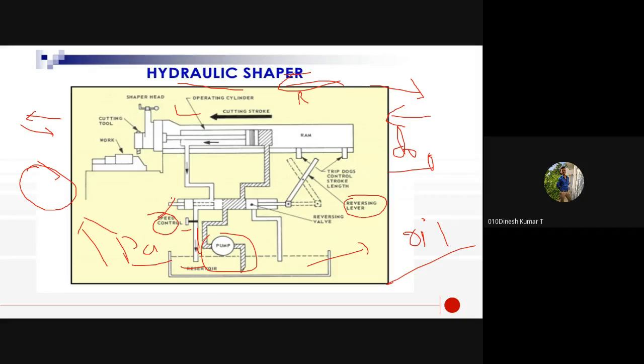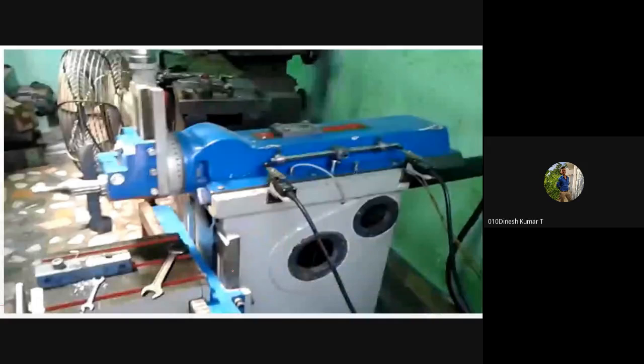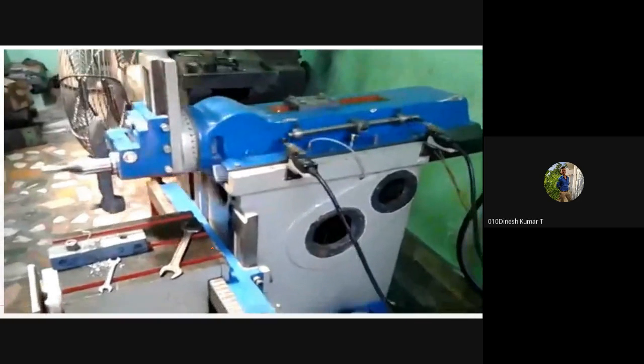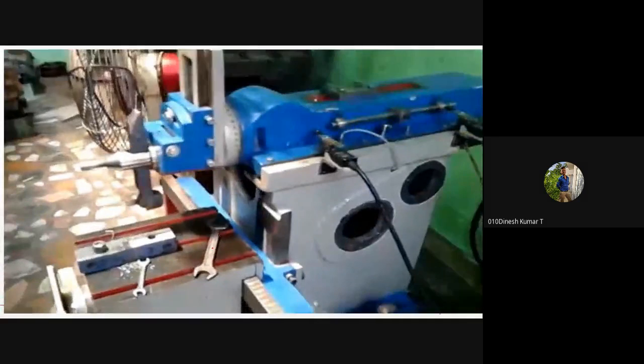Here you can see the speed control using a throttle valve. We can adjust it, and the length of the stroke can be adjusted using the reversing lever. This is a hydraulic machine. You can see that the machinery is working.